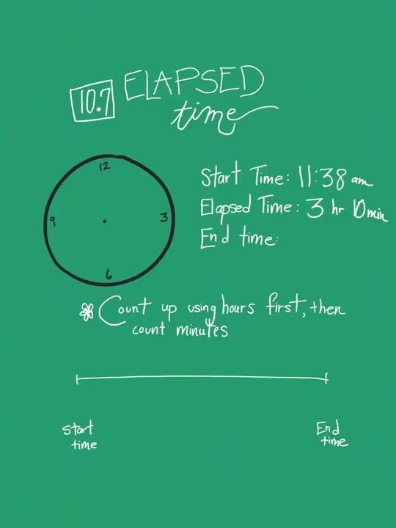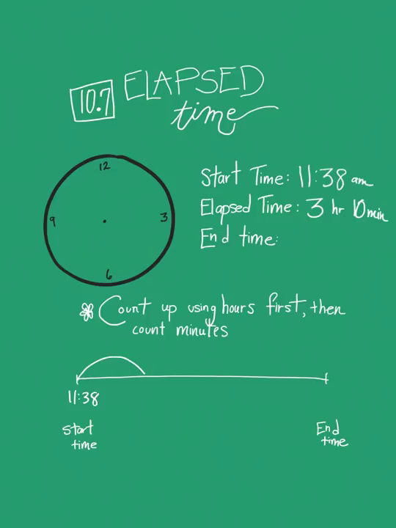Okay, we're going to do another one, just a simple example. So if we have a start time at 11:38 a.m., the elapsed time, that's how much time has passed, is 3 hours and 10 minutes. So we count up using hours first and then count minutes. So we're going to start at 11:38. Then we're going to count our 3 hours.